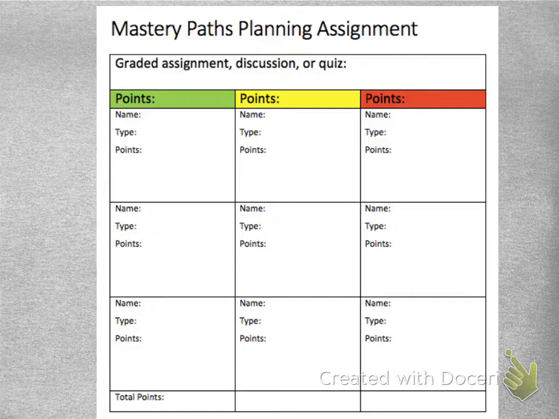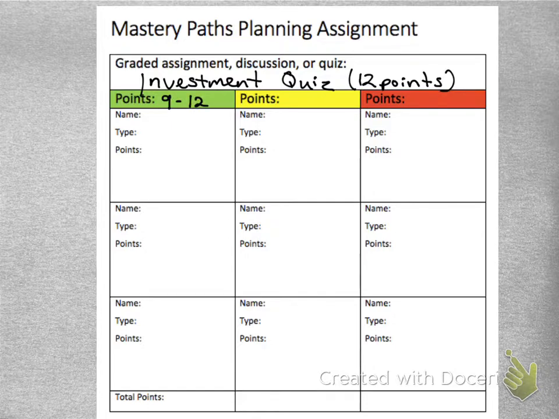For our example, I'm going to use an investment quiz that is worth 12 points as our base assignment. For students who receive between 9 and 12 points on their investment quiz, they will complete the assignments in this column. If a student scores between 0 and 8 points, then they will complete the assignment in this center column.